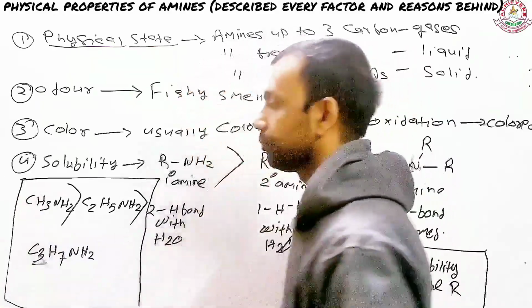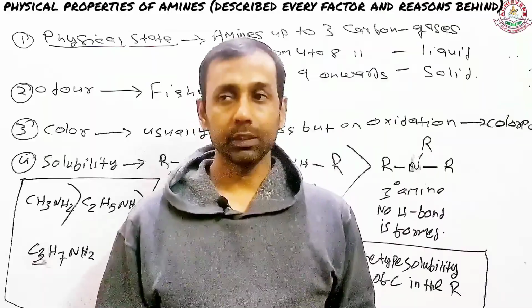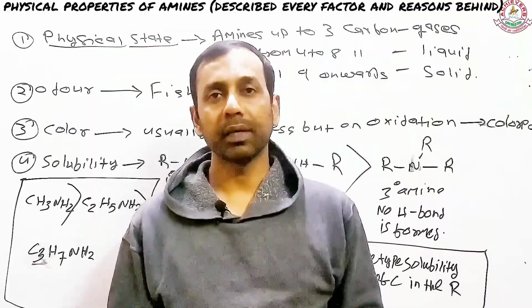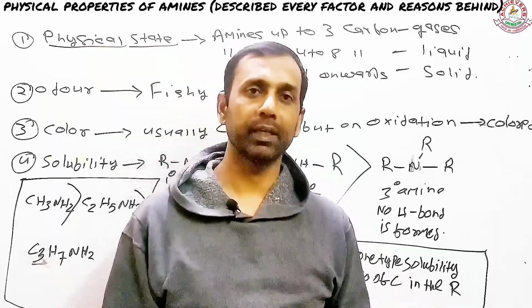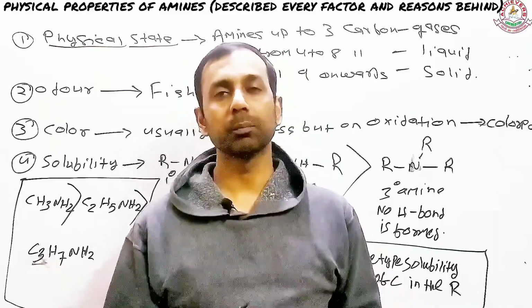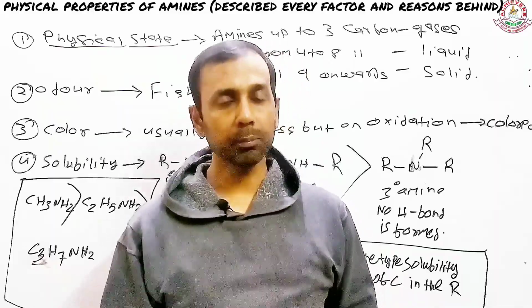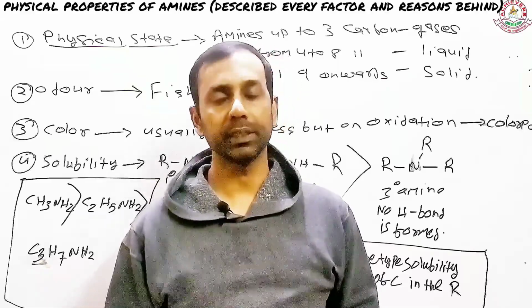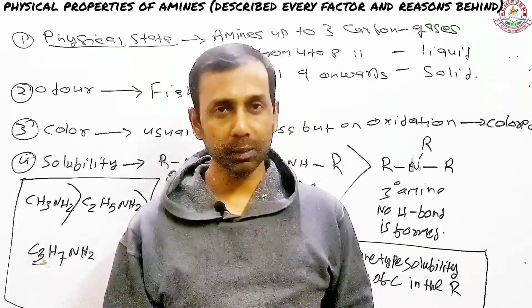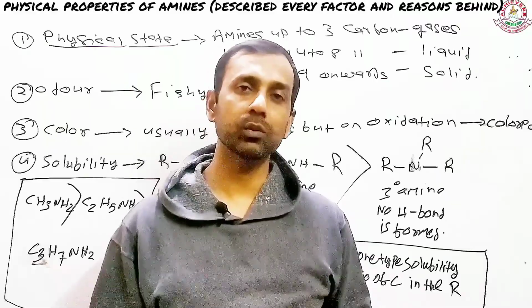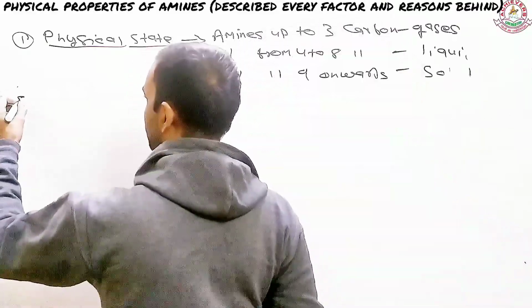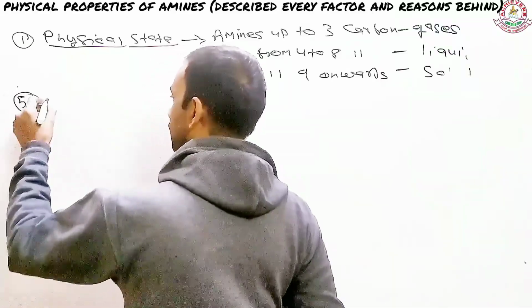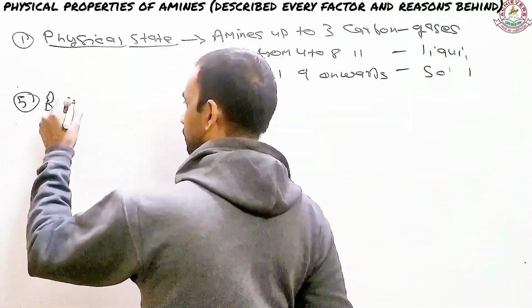Let me repeat. Even for two or more amines belonging to 1 degree, 2 degree or 3 degree amine, the solubility depends on the number of carbon they have. The more the number of carbon, the less the solubility, because with increasing number of carbon, the hydrophobic nature also increases. Now we are up to the fifth factor, that is the boiling point.